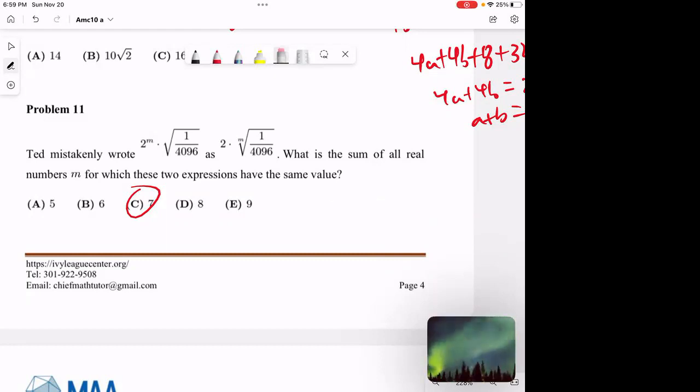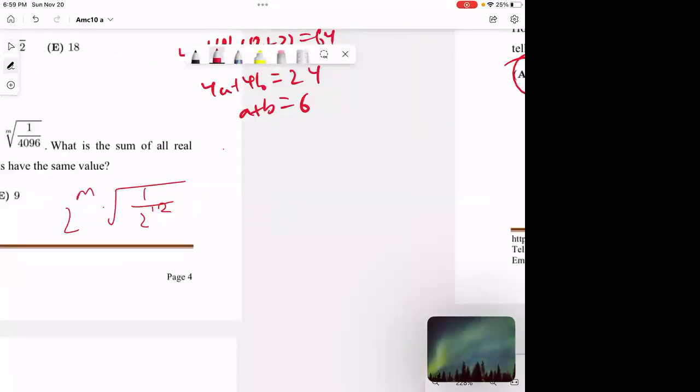So the first thing we want to do here is rewrite 4,096. So rewrite this as 2 to the power of m times the square root of 1 over 2 to the 12, right? Which is equal to 2 to the m times 1 over 2 to the 6, right?